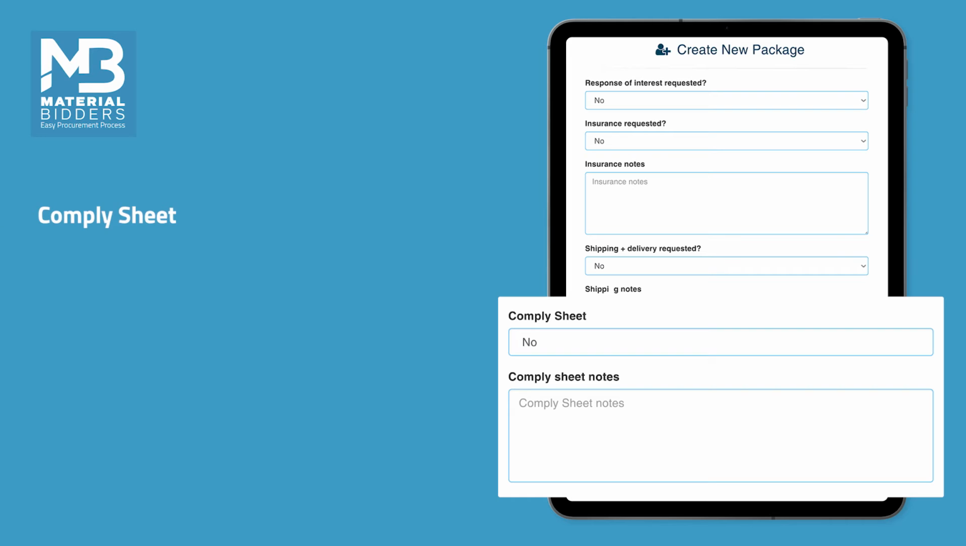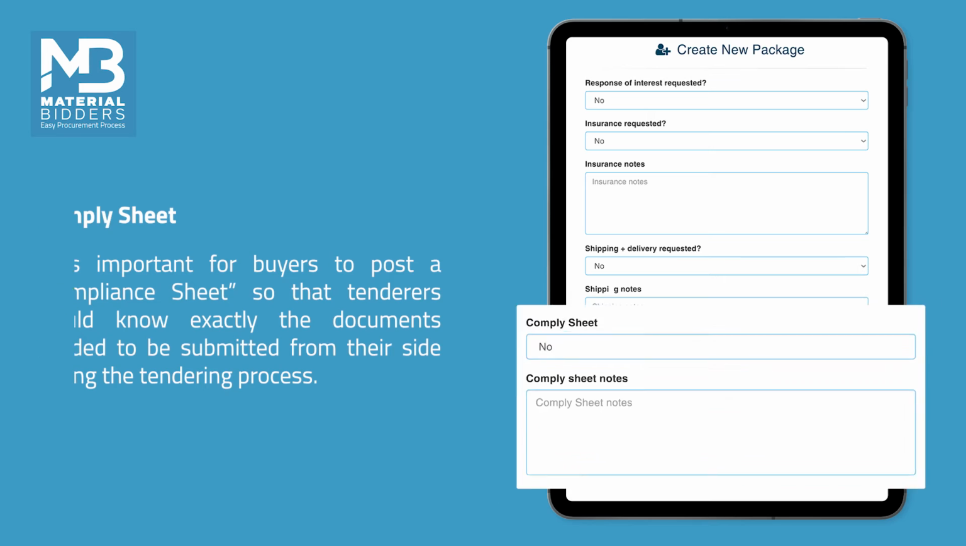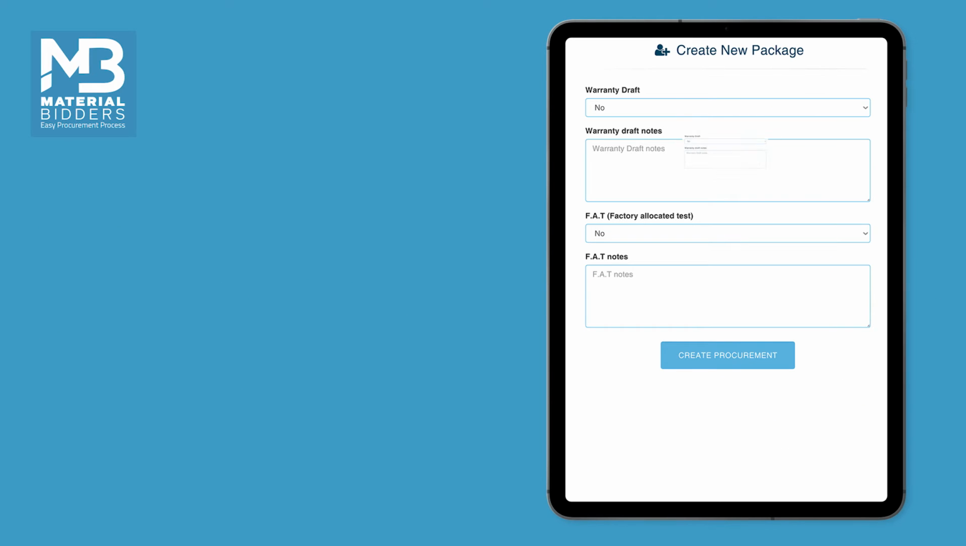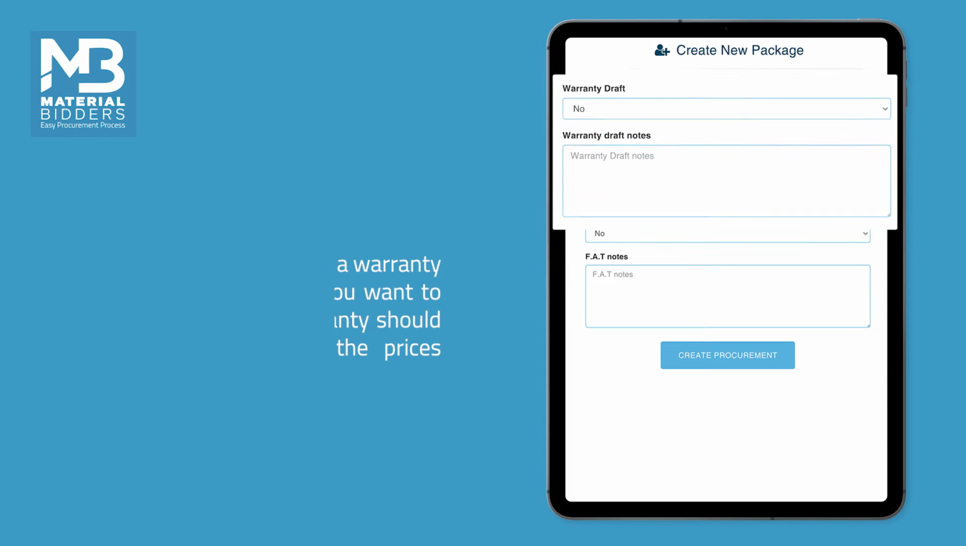Comply sheet. It is important for buyers to post a compliance sheet so that tenderers would know exactly the documents needed to be submitted from their side during the tendering process. Warranty draft. Also, in case you are requesting a warranty on the materials or equipment you want to purchase, details of that warranty should be added as it will affect the prices proposed by the tenderers.